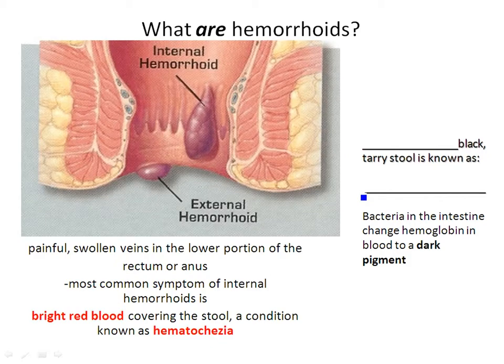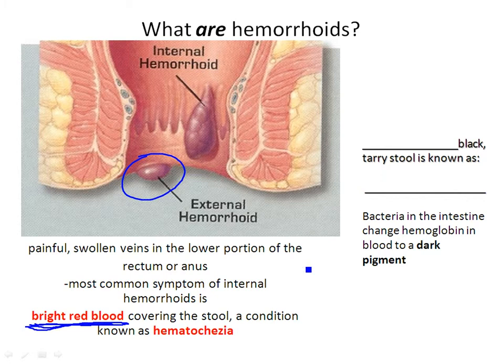At the end of the GI tract, you can have something called hemorrhoids. This sometimes will be simply swollen blood vessels at the exit point here. And at times they can rupture, leading to a condition called hematochezia. All right, this is where you will see some bright red blood with the stool.